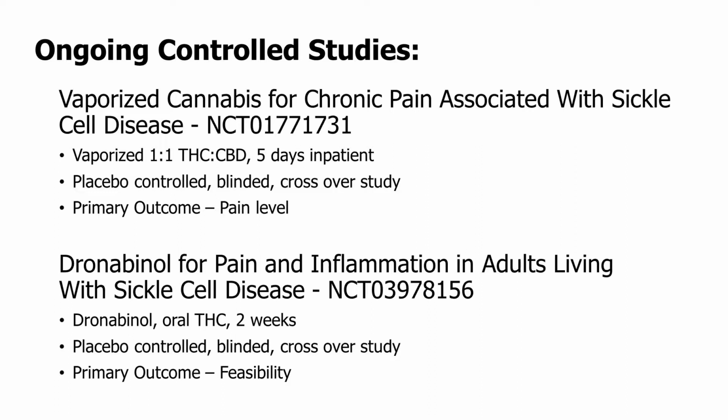Similarly, we are doing a crossover study. So there are 2 treatment periods. Each one is 2 weeks long. Patients will receive dronabinol during one of those treatment periods, and they will receive placebo during one of those treatment periods. And though we are looking at pain outcomes as well as other quality of life outcomes like sleep and anxiety, as well as inflammatory markers, our primary outcome is really feasibility.